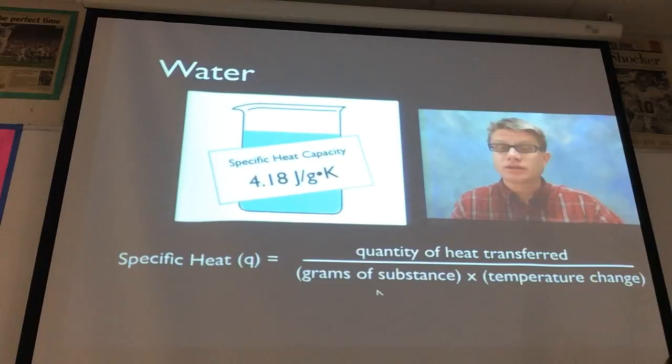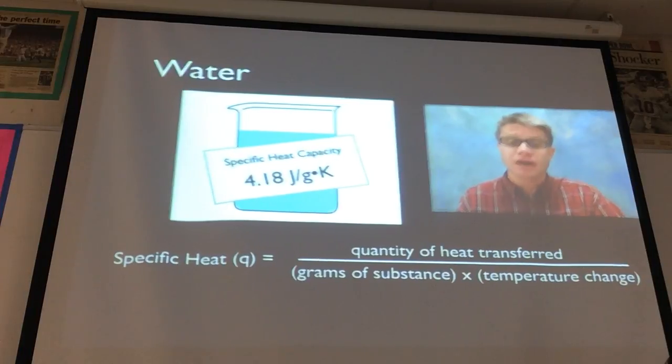And so let's give you a real example, because we know specifically what the specific heat is of water. It's 4.18 joules per gram Kelvin. And that's been well established. It's going to be important that we understand that as we start to do some calculations related to calorimetry.